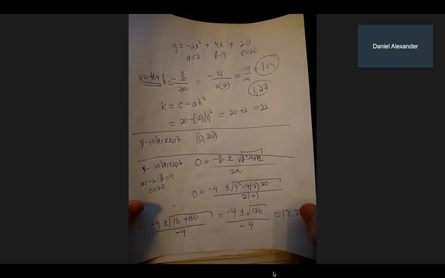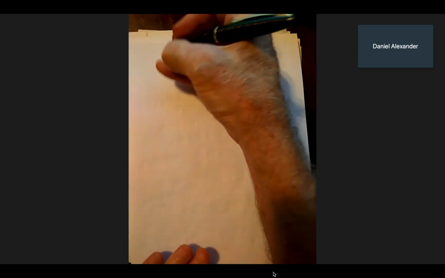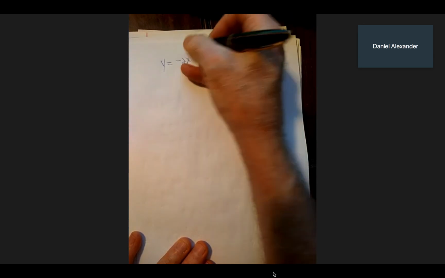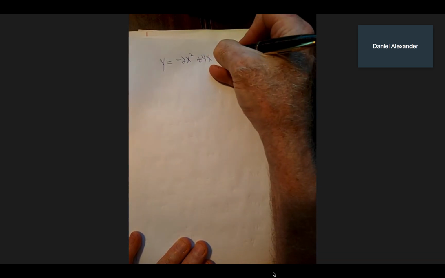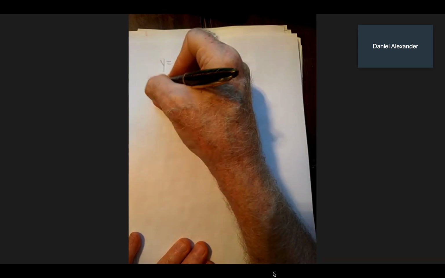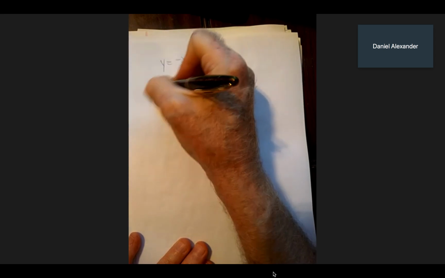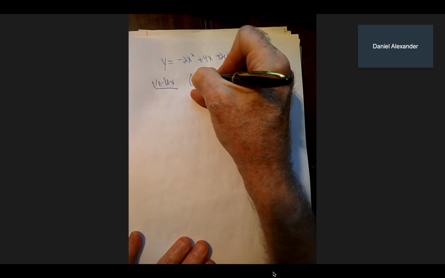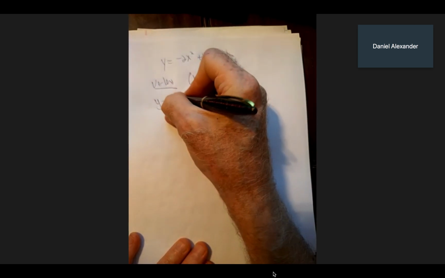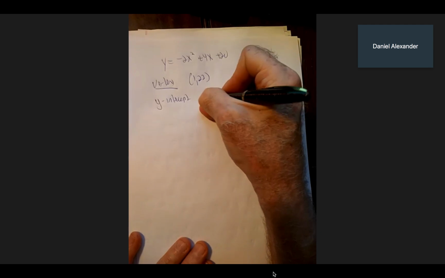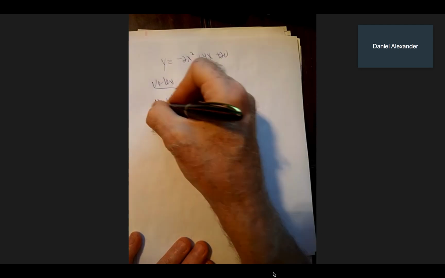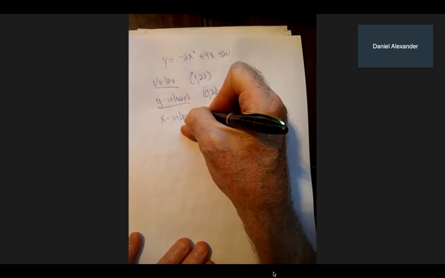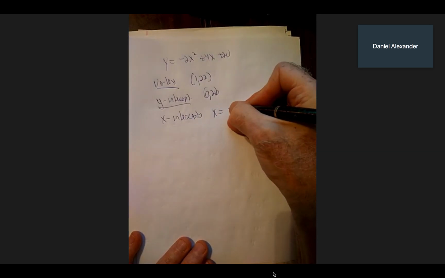So, here's what we know. To graph y equals minus 2x squared plus 4x plus 20, our vertex was 1, 22. Y-intercept, we just saw, was 0, 20. And then our x-intercepts, we're going to figure out now. They are going to be x is equal to minus 4 plus or minus the square root of 176 over 4.